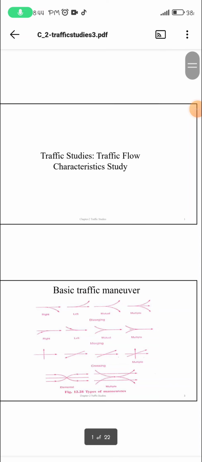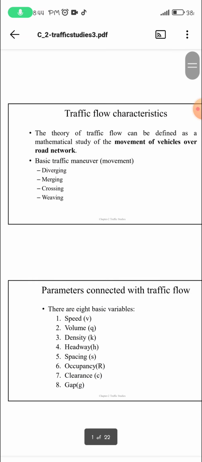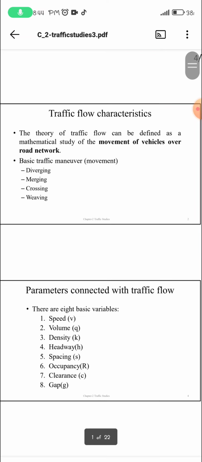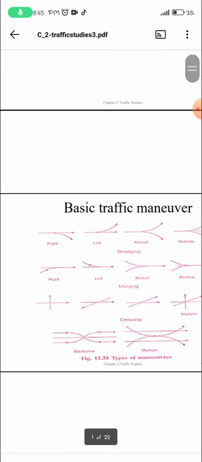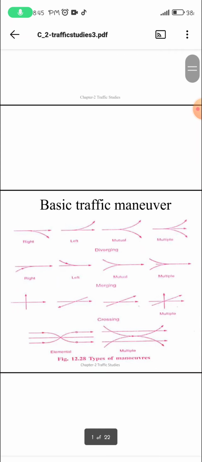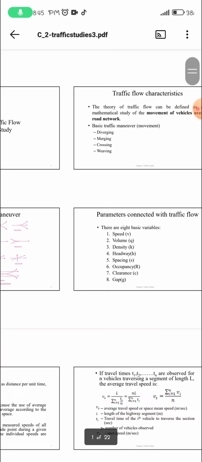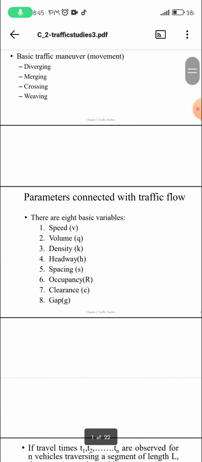Traffic studies: traffic flow characteristic study. Traffic flow characteristics. The theory of traffic flow can be defined as a mathematical study of the movement of vehicles over the road network. Basic traffic maneuver movements: diverging, merging, crossing, weaving. Types of maneuver: right left mutual multiple diverging, right left mutual multiple merging, crossing multiple, elemental multiple.